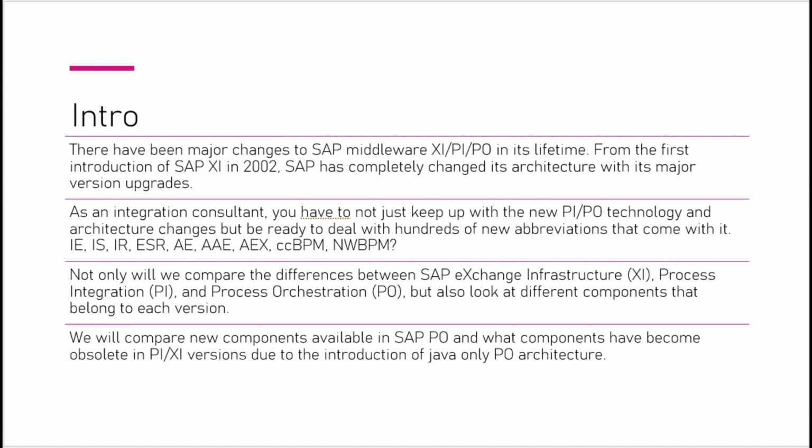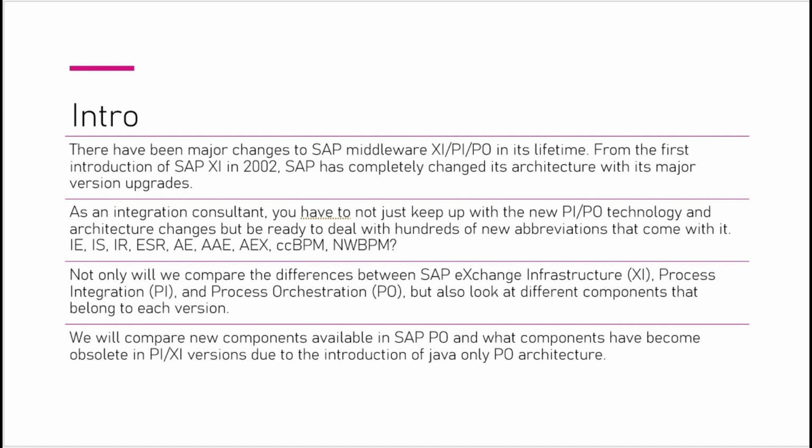So if you are an integration consultant, you have to not just keep up with the PIPO technology architecture, but also be ready to deal with hundreds of new abbreviations coming your way, like IE, ISIR, ESR, and all that stuff. Don't worry, I'm not trying to confuse you with these abbreviations. In this session we will compare the different versions XI, PI, PO, and CPI, and the new components of PO and how the new Java-based architectures work. Moreover, we will talk about the features of SAP Integration Suite and SAP CPI.